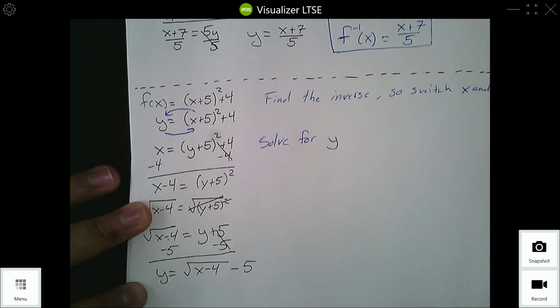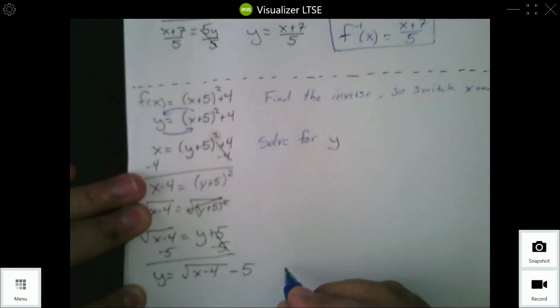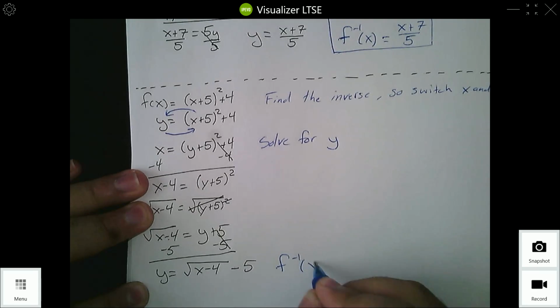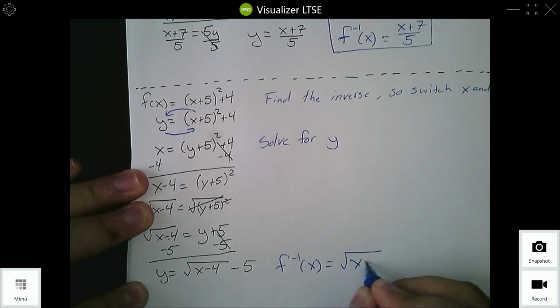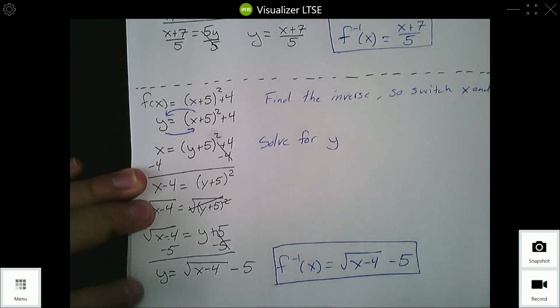So now we're going to rewrite this in terms of our inverse function. So we'll say f to the negative 1 of x is equal to the square root of x minus 4, all minus 5. That's it. That's how we solve for inverse functions.